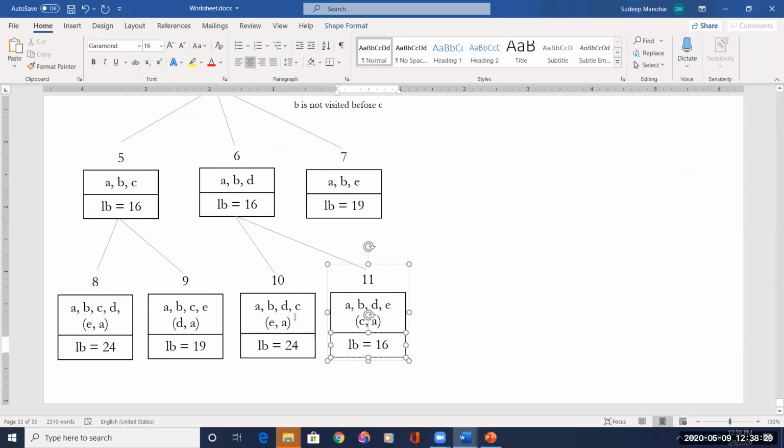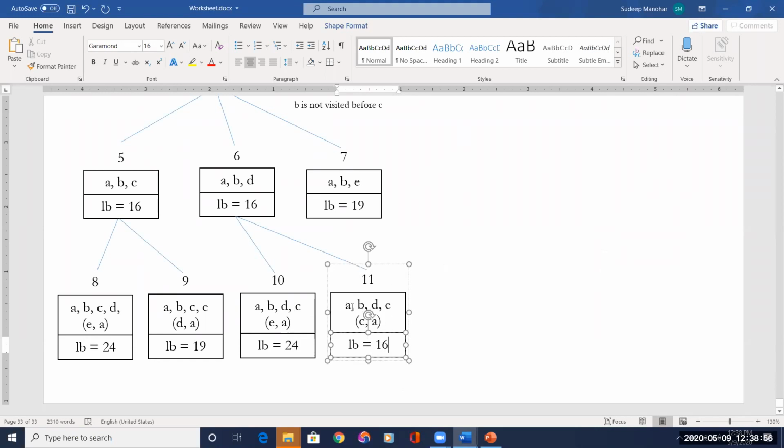Now we have considered one more node also. So after this, once again, you have to check the promising node. Now observe the live nodes 8, 9, 10, 11, 7, 3 and 4. Which is minimum? Minimum is 16 here, and another one is here. Two nodes are having minimum values.